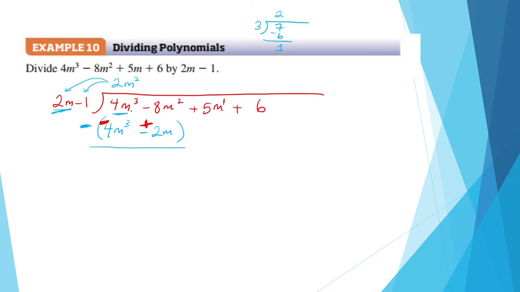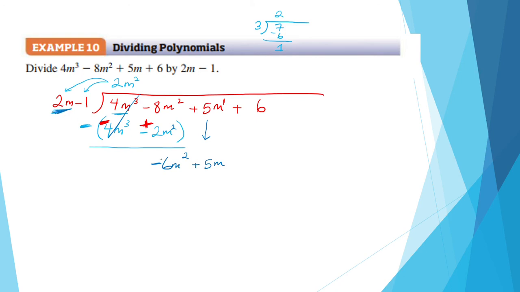So now this cancels out. The 4m cubed and the negative 4m cubed cancel out. Negative 8m squared. This was supposed to be a squared, my mistake, so make sure you put that there. Plus 2m squared can be added together to get negative 6m squared. And what do we do next? We bring down the 5m. And then we'll continue the process.